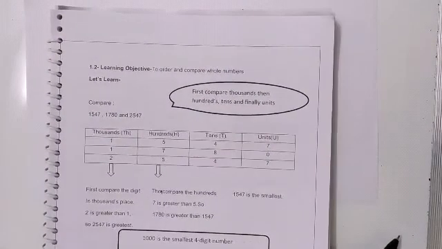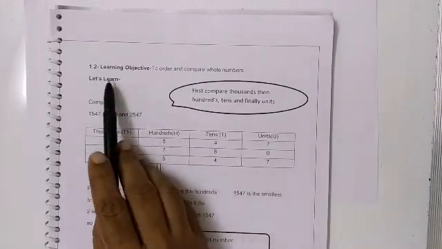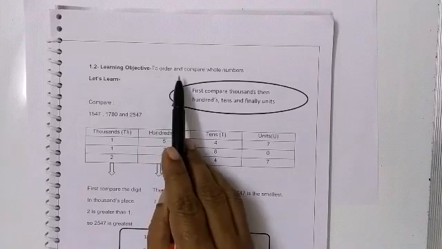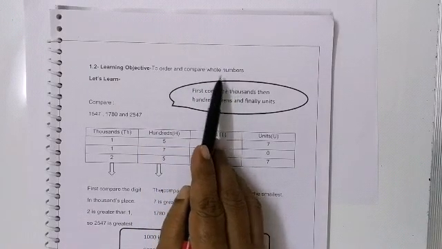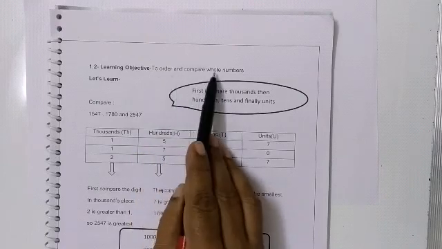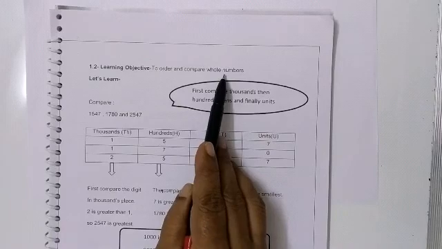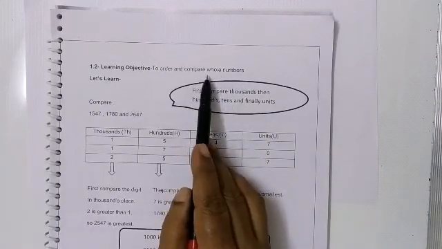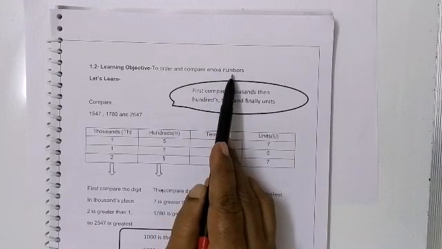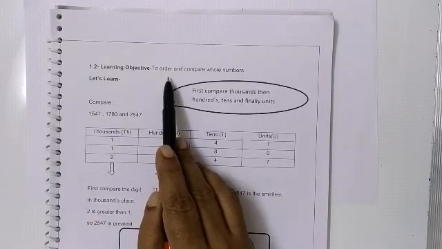Children, today we are going to start a new topic, that is on page 5, and our learning objective is to order and compare whole numbers. But children, today we will focus only on one part, that is compare whole numbers, and then we will move to ordering numbers.